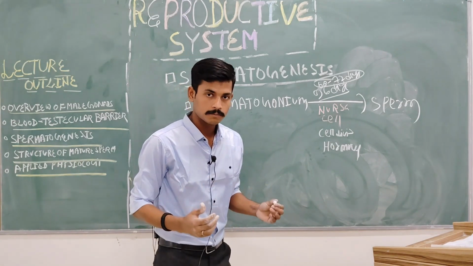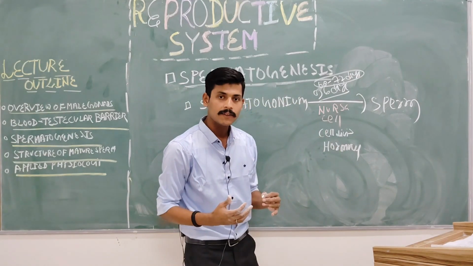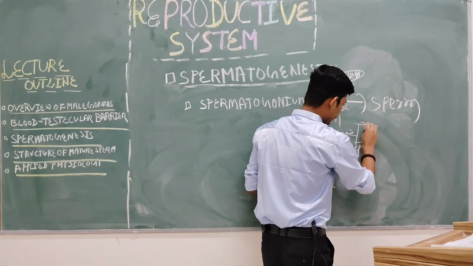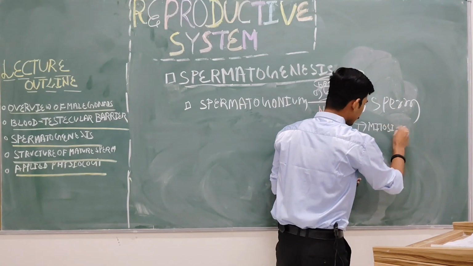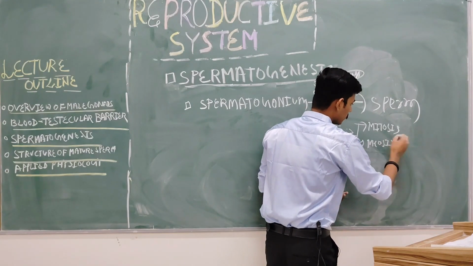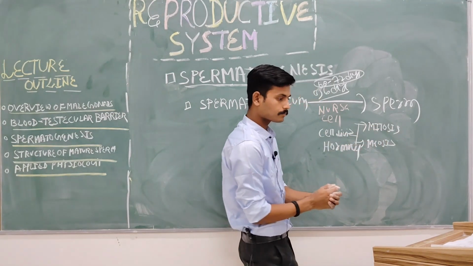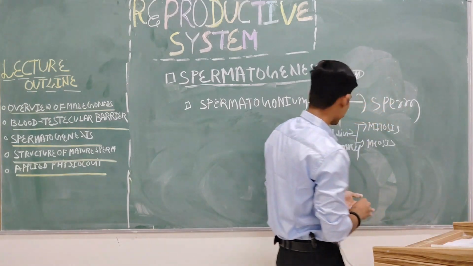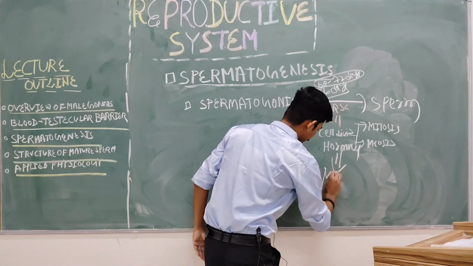So the spermatogonium, by cell division, remember the cell division you studied in the previous classes, it's mitosis, which is the equational division, and then you have the meiosis. Understood? Mitosis and meiosis are the two divisions. Under these two divisions, with the help of hormones, the spermatogonium undergo morphological changes.